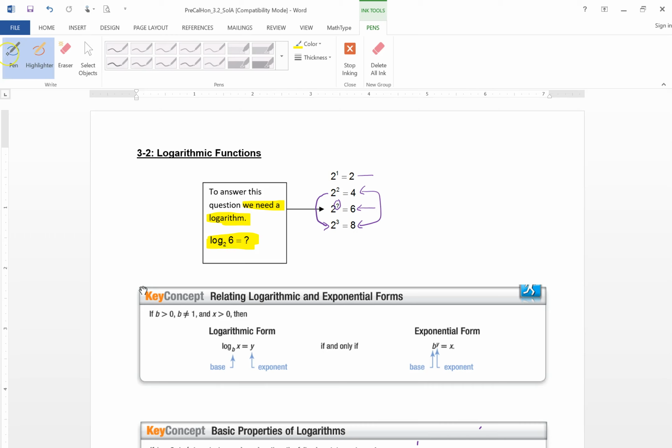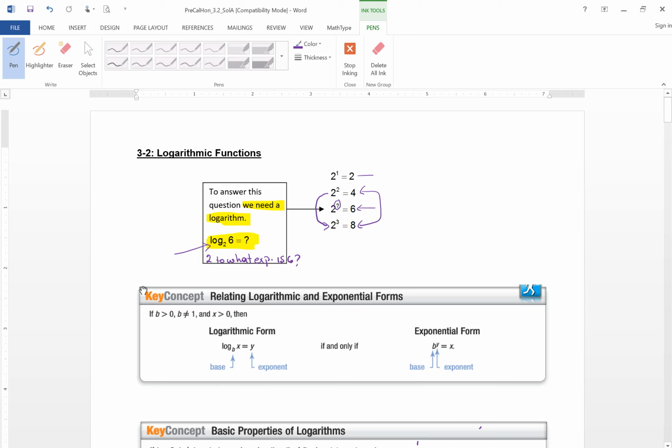When I see this, if I'm walking down the street and I see this on a billboard, okay, what I interpret from that is, oh, 2 to the power of what gives you 6? That's how I mentally interpret that, okay? So 2 to what power or to what exponent is 6? That's how I answer that, okay?